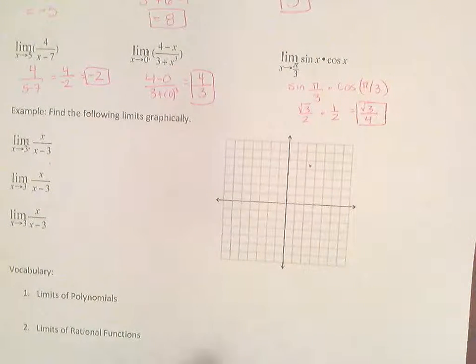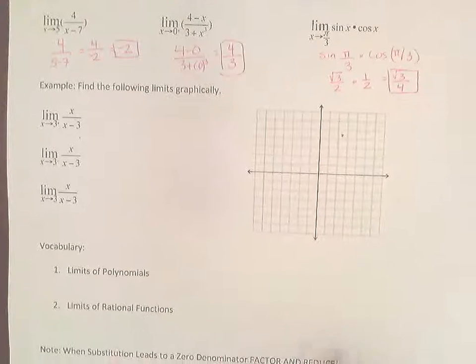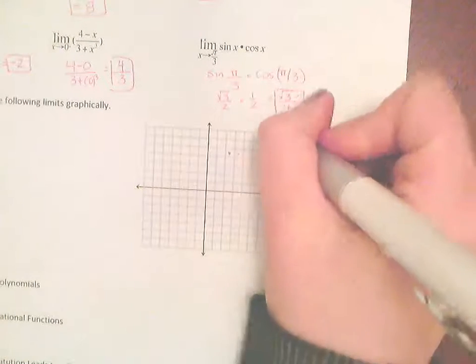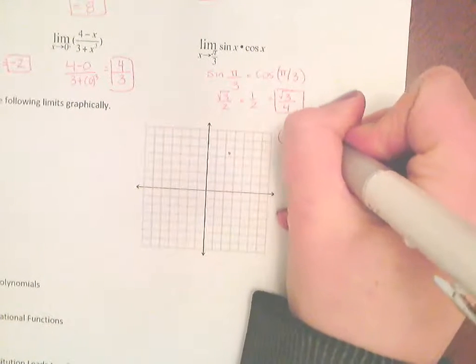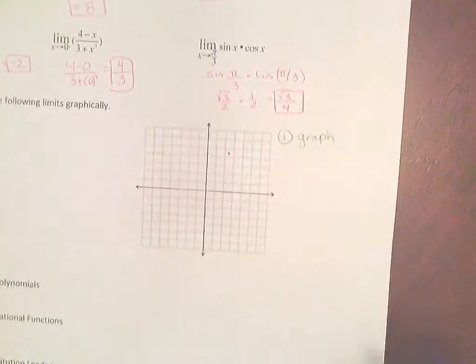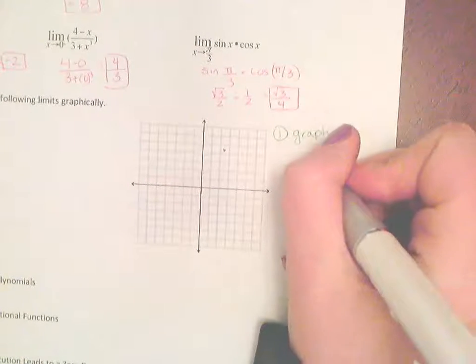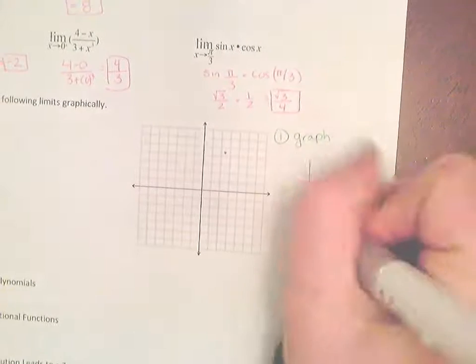All right. Now this next example says find the following limits graphically. So first off, we actually have to graph this. Now to graph it, let's pretend that you don't have a calculator. So step 1 is graph. So I'm going to make an X and Y table.